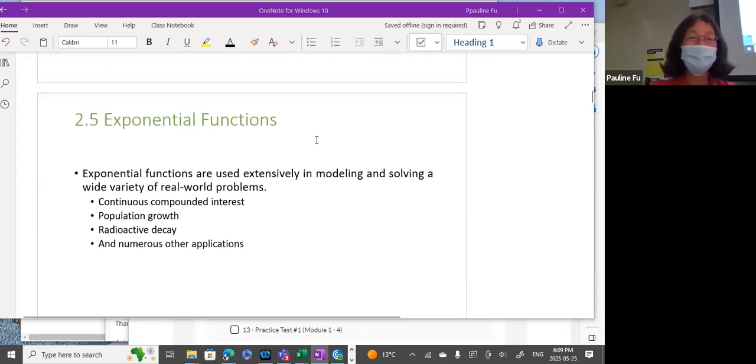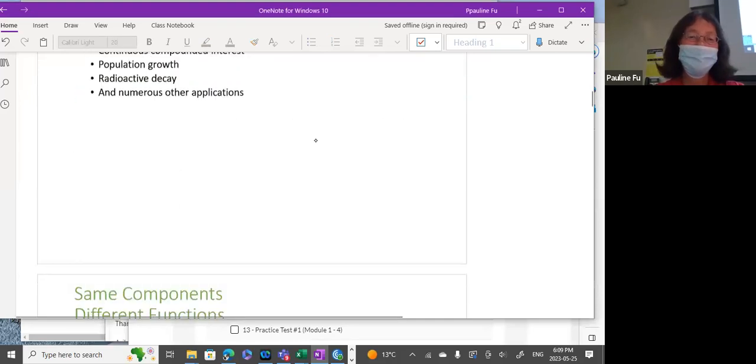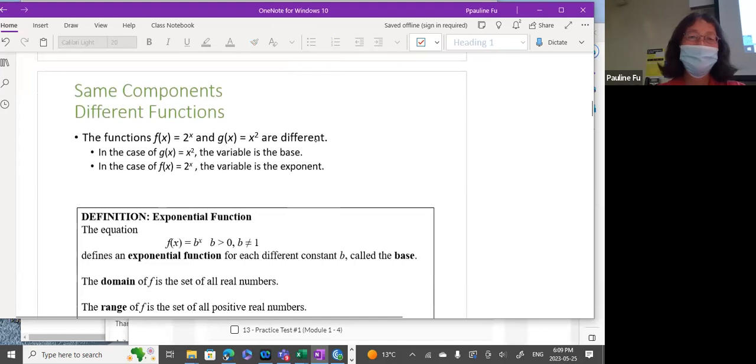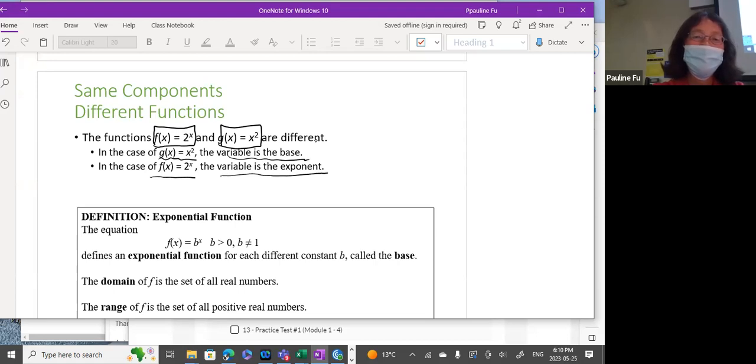I will focus on the examples and the questions in the lecture, okay? You can read over the exponential functions applications by yourself. So what are exponential functions? First of all, we need to distinguish functions like f(x) = 2^x and g(x) = x^2. Those two functions are different. If you are looking at g(x) = x^2, the variable is in the base position. If you look at f(x) = 2^x, the variable is the exponent, okay? So f(x) = 2^x is an exponential function.